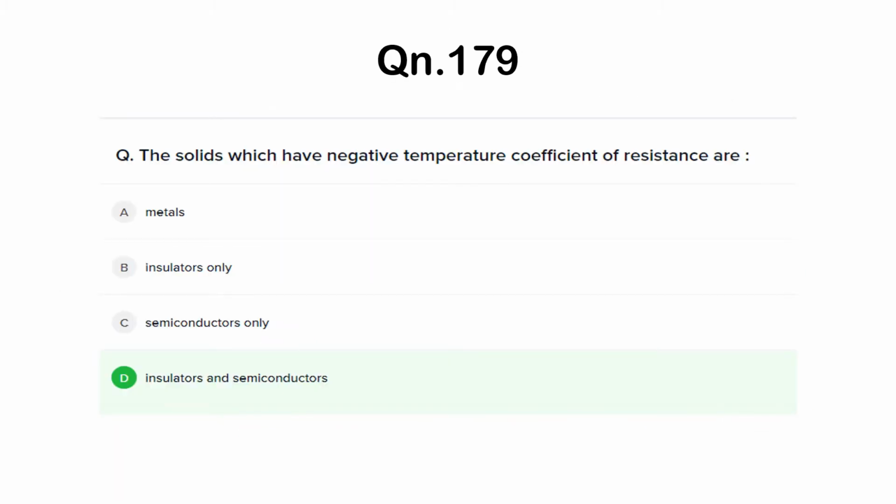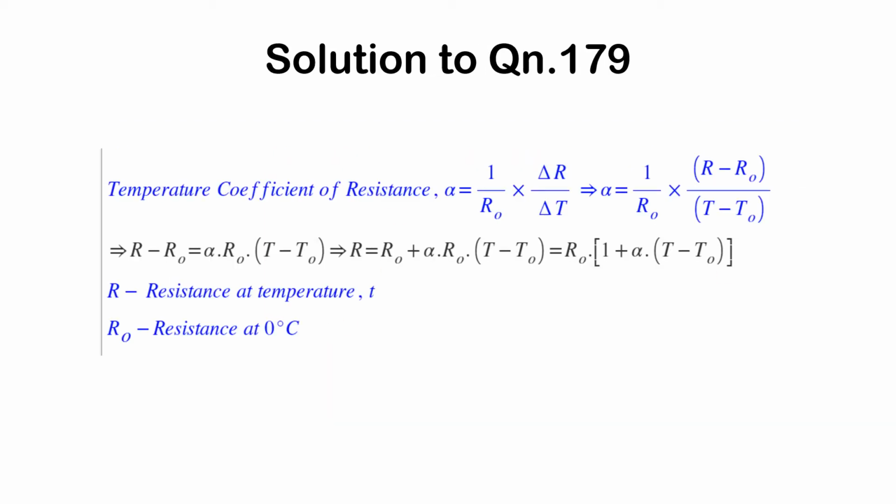அடுத்த question பார்க்கலாம். Question number 179. The solids with negative temperature coefficient of resistance are, the answer is option D. Solution பார்க்கலாம். Temperature coefficient of resistance alpha is equal to 1 by R naught into delta R by delta T. இங்க alpha தான் temperature coefficient of resistance.